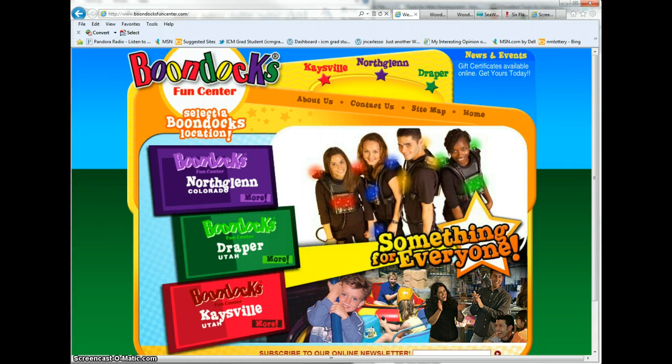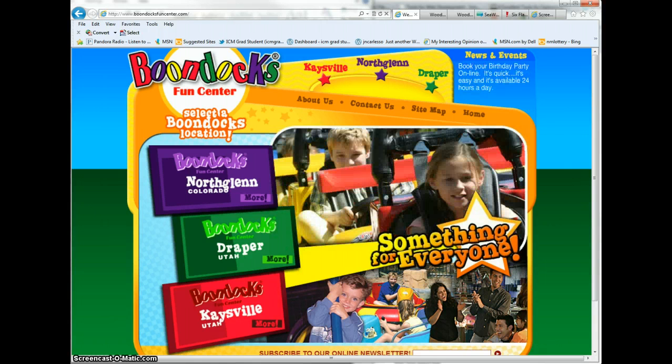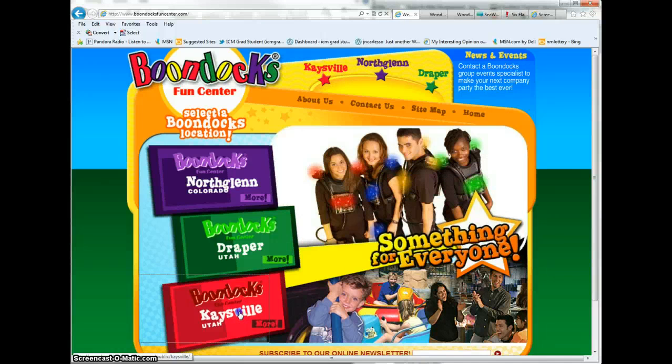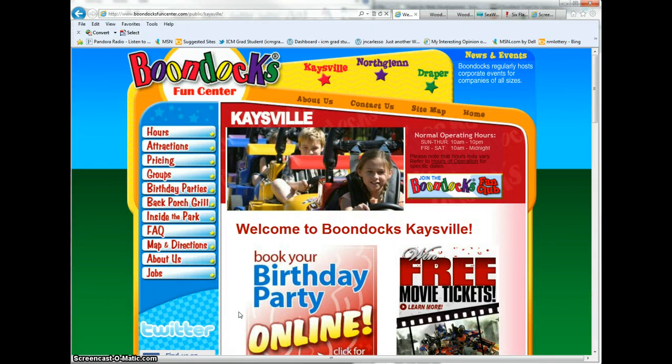The first one is Boondocks Fun Center. You can see immediately that these people are having fun. The bright colors make you just happy. Everything's color-coded. You can see that Kaysville is there and they're red, so you know exactly where you're at.